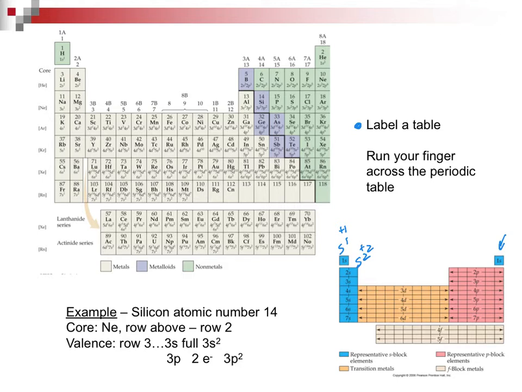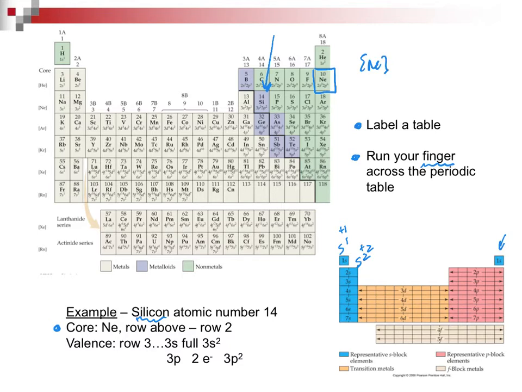So I want to teach you a way to quickly write an electron configuration. I'm going to say to you, you should run your finger across the periodic table. I would do this if we were in person, but instead I have to use my Apple Pencil. I chose silicon. And here silicon sits on the periodic table. So what I do first is I find the core. I look for the noble gas in the row above, and it happens to be neon.